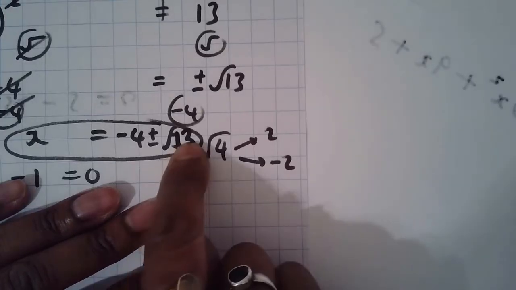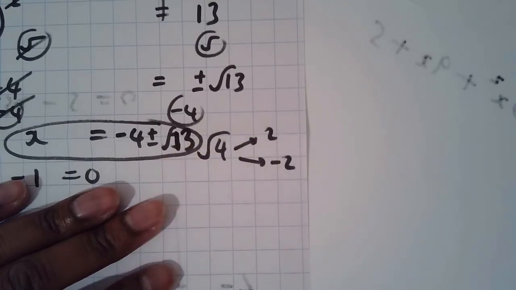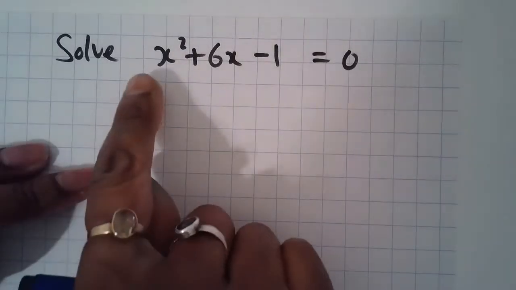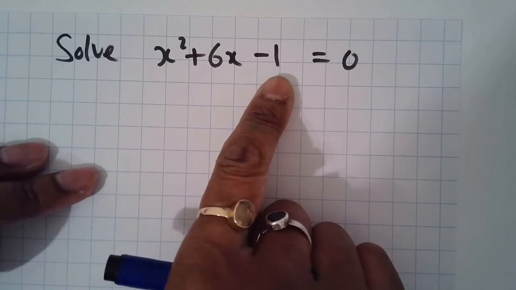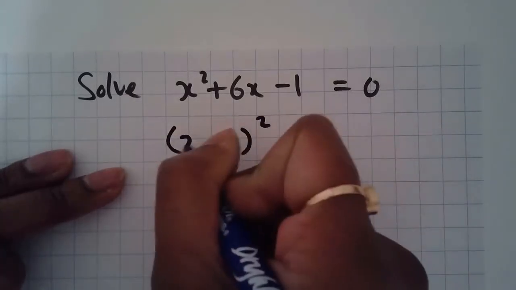Okay, it's square root of 13. Not square root of 3, it's supposed to be square root of 13. Sorry. I'll do another example. Solve this quadratic equation using complete the square. So you start off with that as usual.